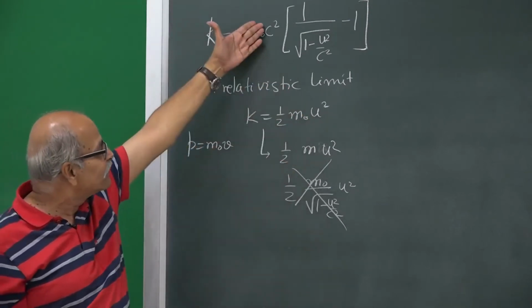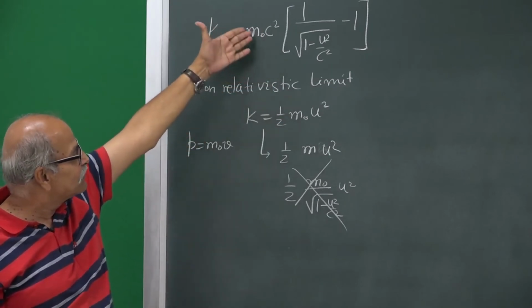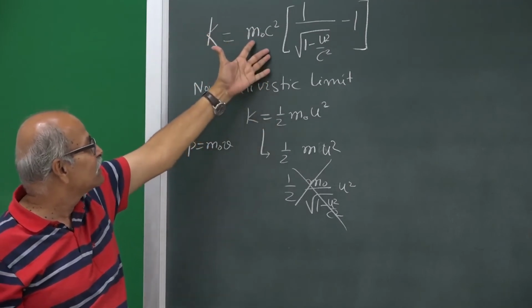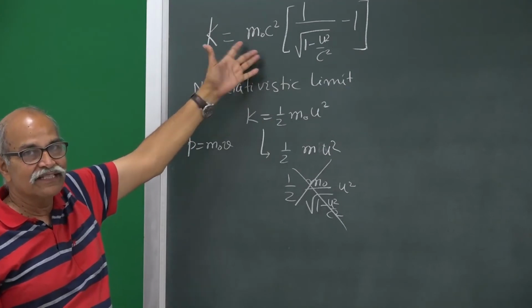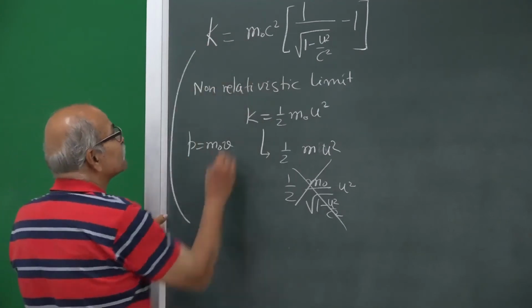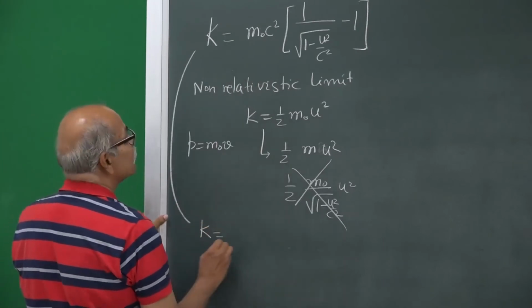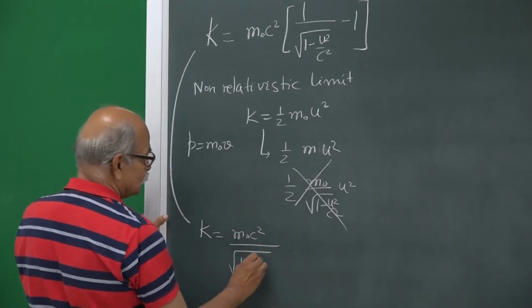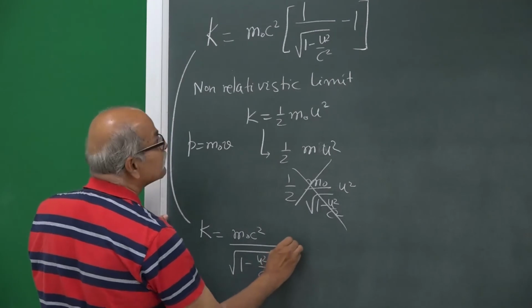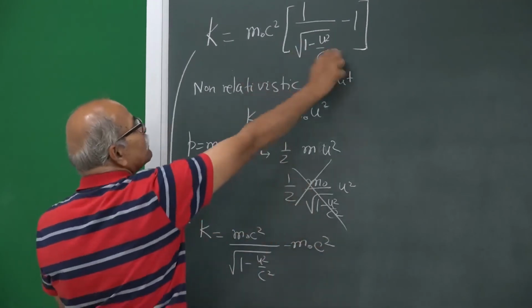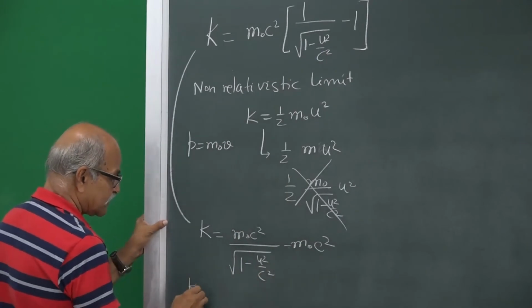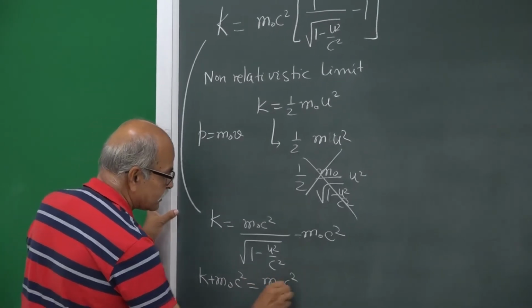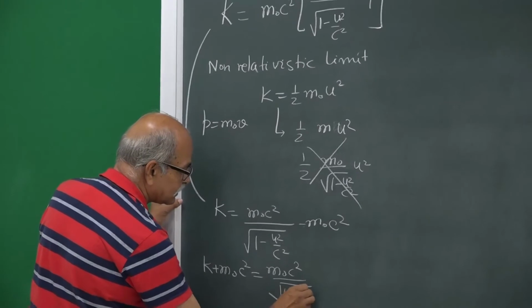We will see that this finally reduces to this. If your u is small, it is very simple algebra one can do and check that it does reduce to this. So, this is the right definition of kinetic energy. So, once again take this, let me write this as K equal to m naught c square divided by square root of 1 minus u square by c square, and minus m naught c square, just opening the bracket, and then take this to the left side, K plus m naught c square is equal to m naught c square divided by square root of 1 minus u square by c square.